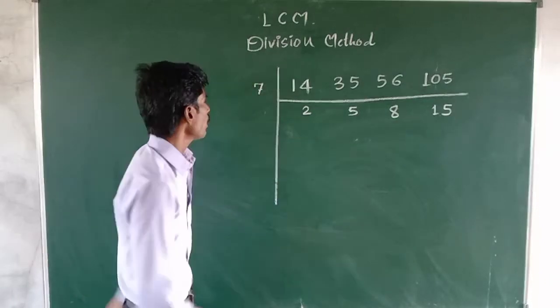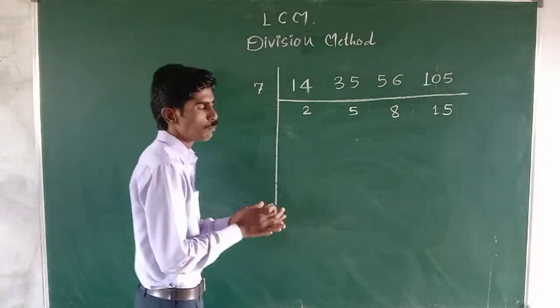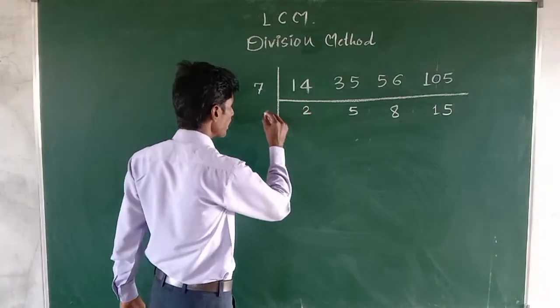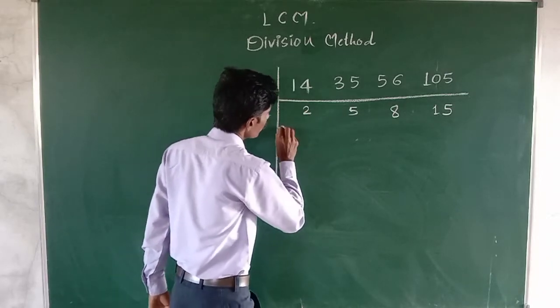These are the numbers, and we have to divide them by a number. Now we can divide by 2. 2 ones are 2.